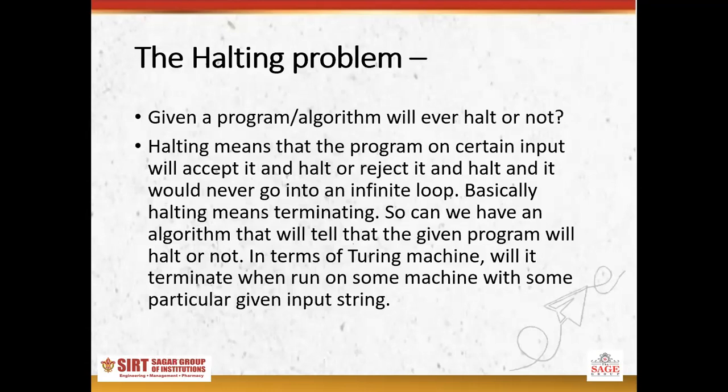So this is the new topic, the halting problem. I think I'm a little fast to discuss the halting problem, but it is connected with some of the problems. Halting means that a program on certain inputs will be accepted, and some inputs will halt. Halt means it will never go into an infinite loop. Basically, halting means terminating the program. So, in terms of a Turing machine, will it terminate when run on a machine with a particular given input string?